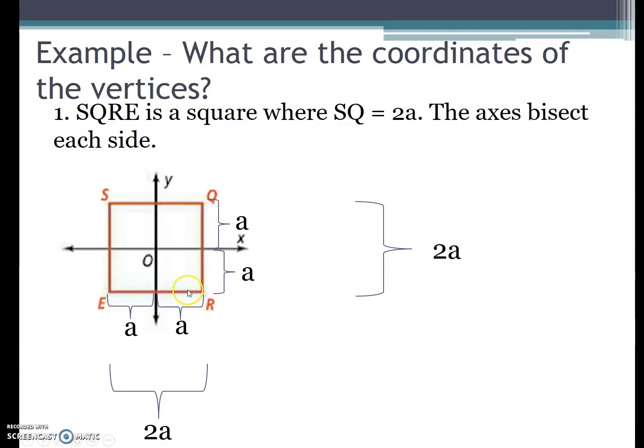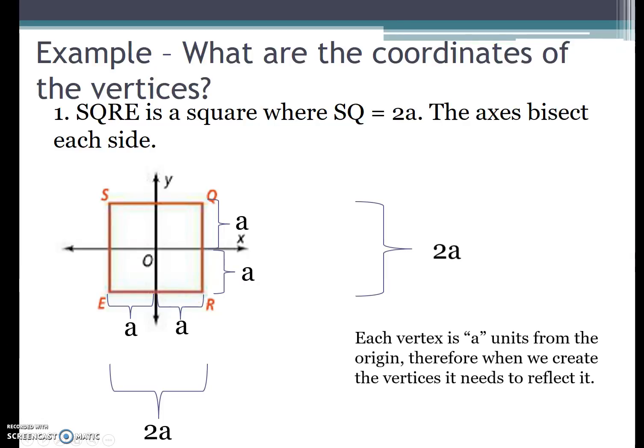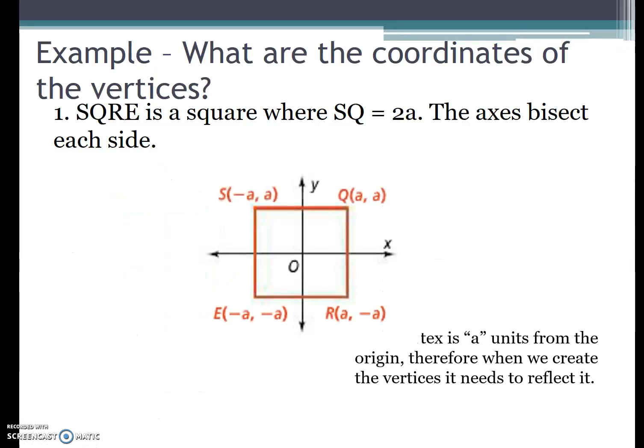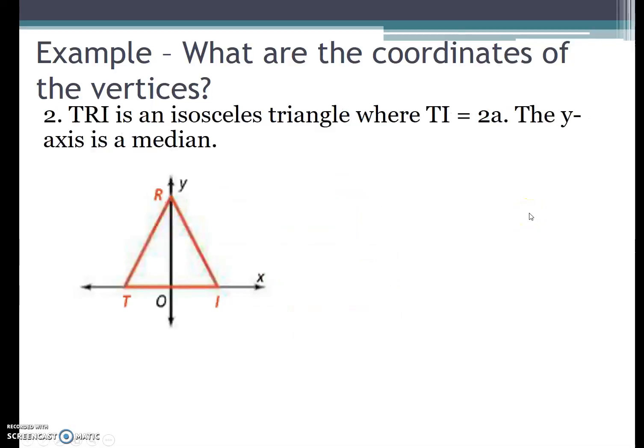And finally in quadrant 4, the y values are negative. So all of the coordinates, this is what your final thing would look like. Like I said, keep in mind the x values or y values where they are negative. So as long as it's reflecting the fact that this length here is 2a, we can go ahead and say that. Let's take a look at another example here.